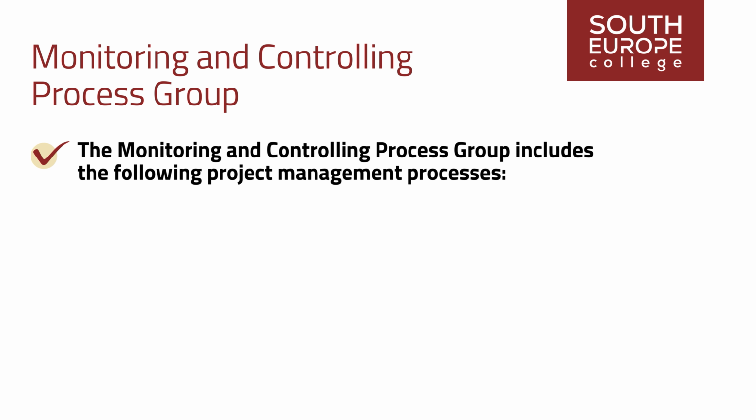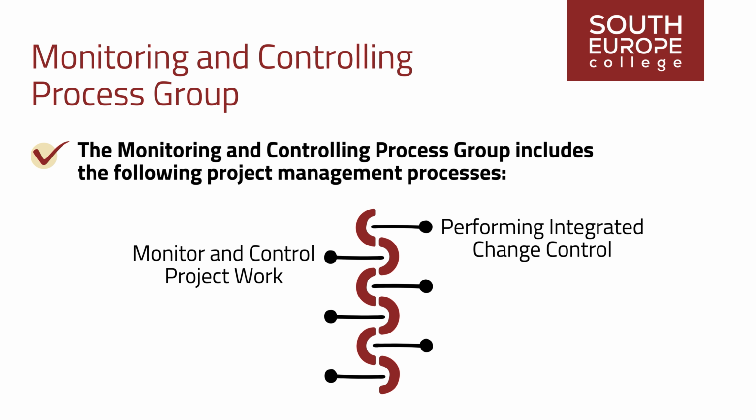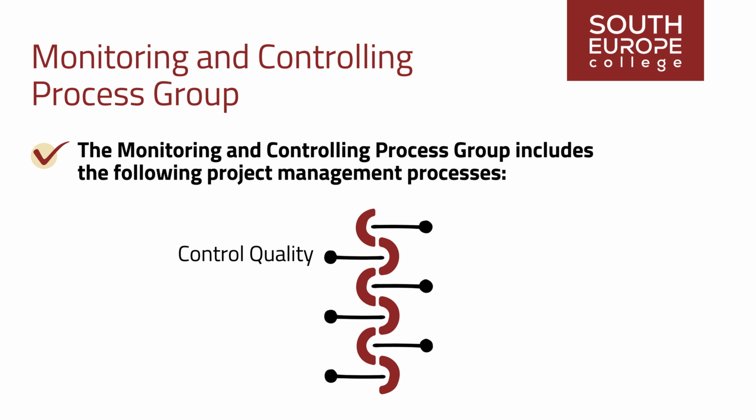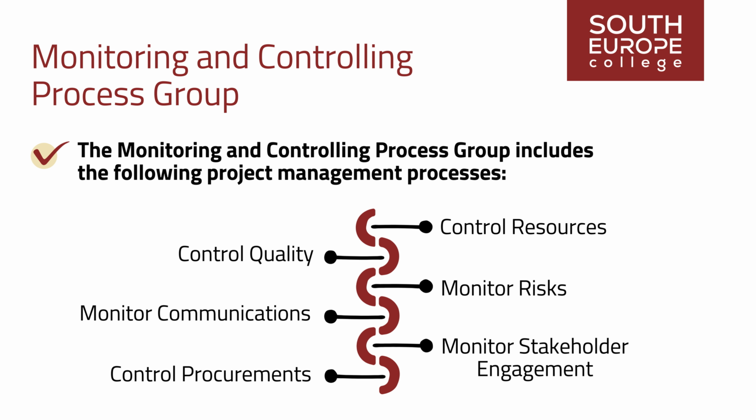The monitoring and controlling process group includes the following project management processes: monitor and control project work, performing integrated change control, validate scope, control schedule, control costs, control quality, control resources, monitor communications, monitor risks, control procurements, monitor stakeholder engagement.